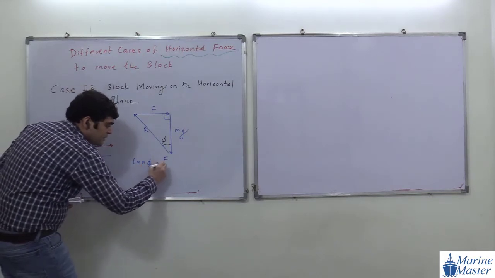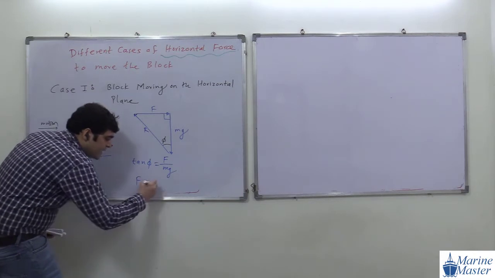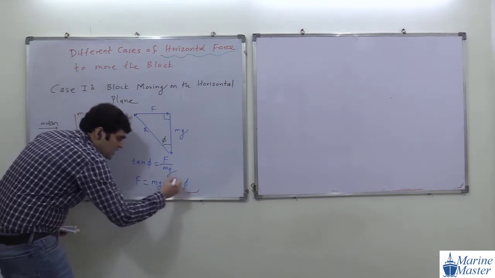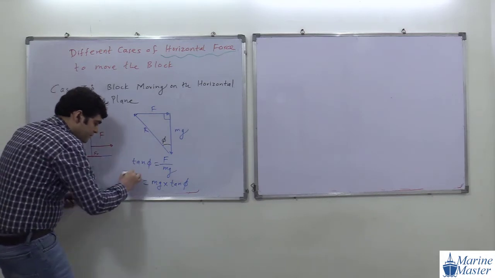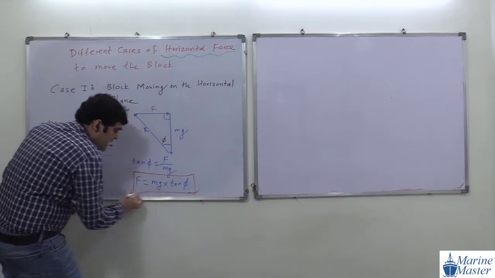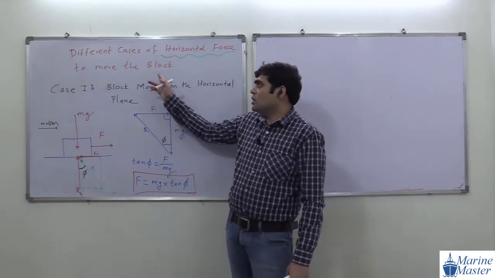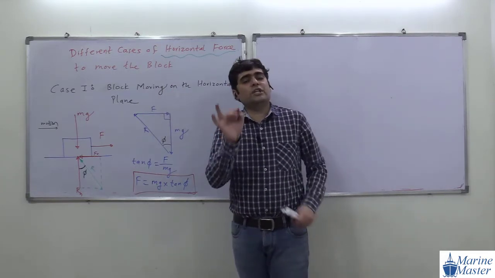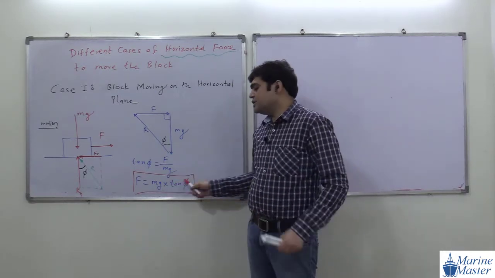F by mg. So what is the expression for F in this scenario? We can write mg into tan phi. So whenever we have a horizontal plane, on that horizontal plane, if you want a horizontal force to move the block, we will apply mg into tan phi.